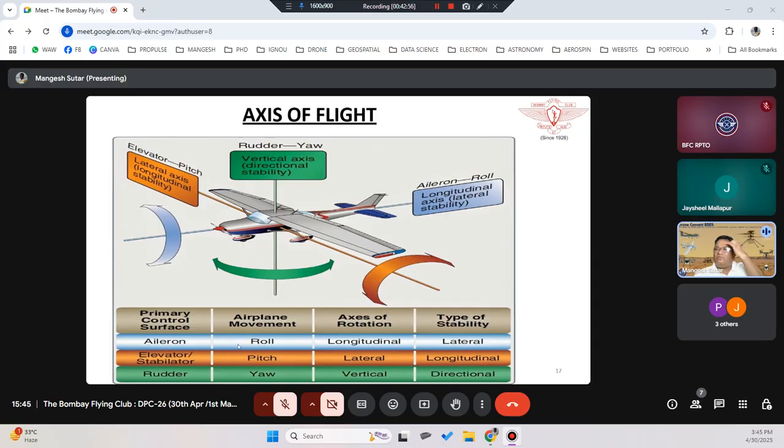So the aileron results in the rolling motion, which is about the longitudinal axis. Elevators or stabilizers help with pitch movements, which are about the lateral axis. The rudder gives what is called yaw. In aviation terminology, the change of direction by the rudder is called yaw motion, which is about the vertical axis.